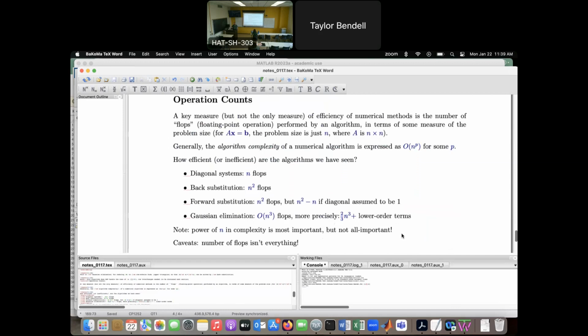For example, what we'll see is if the matrix in question is symmetric, sure, we could use Gaussian elimination anyway, but there are variations designed for symmetric matrices that cut this constant in half.